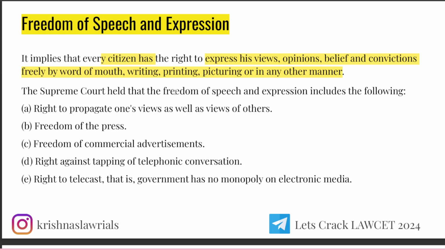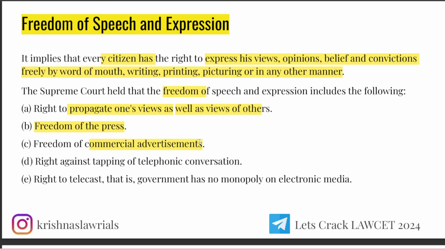The Supreme Court said that freedom of speech also includes that we can propagate our views as well as others' views. In a sense, if I have any kind of view, I can express it or share it in front of people on a dais, on a stage, or on any social media platform. Freedom of press: the press has every right to circulate news, articles, and opinions, and as citizens, we have the right to know the information. Then there is the right of commercial advertisements.